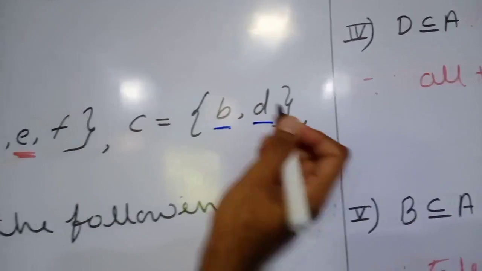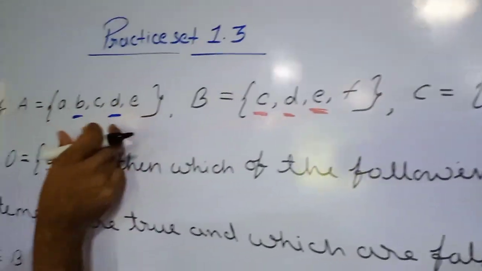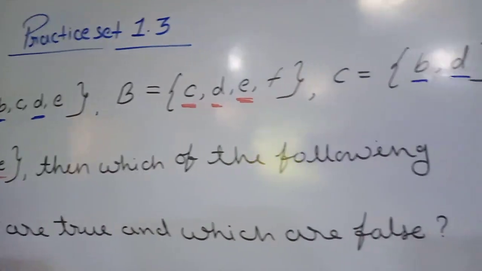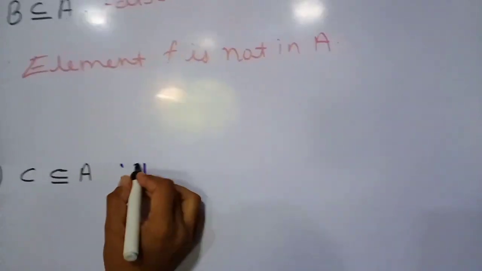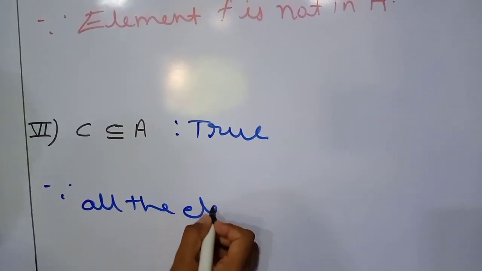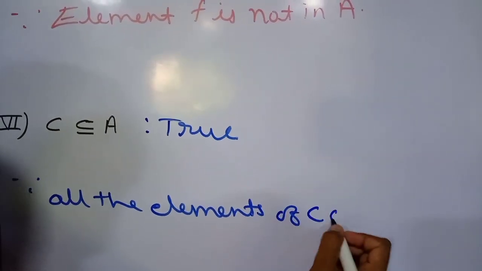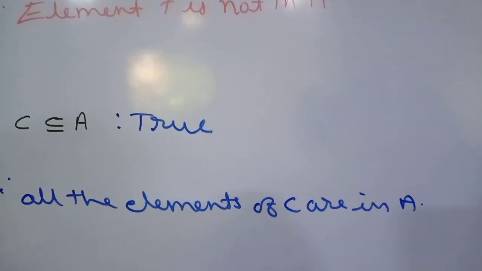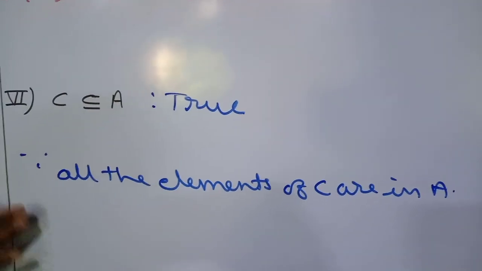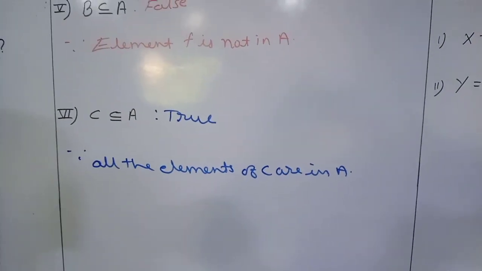Here we have D. Here also we are having the D. Means both the elements of C are present in the set A. That means it is true. As all the elements of C are in A, therefore it is a true statement. So this way, with the help of this set, we are going to identify whether the given statements are true or false.